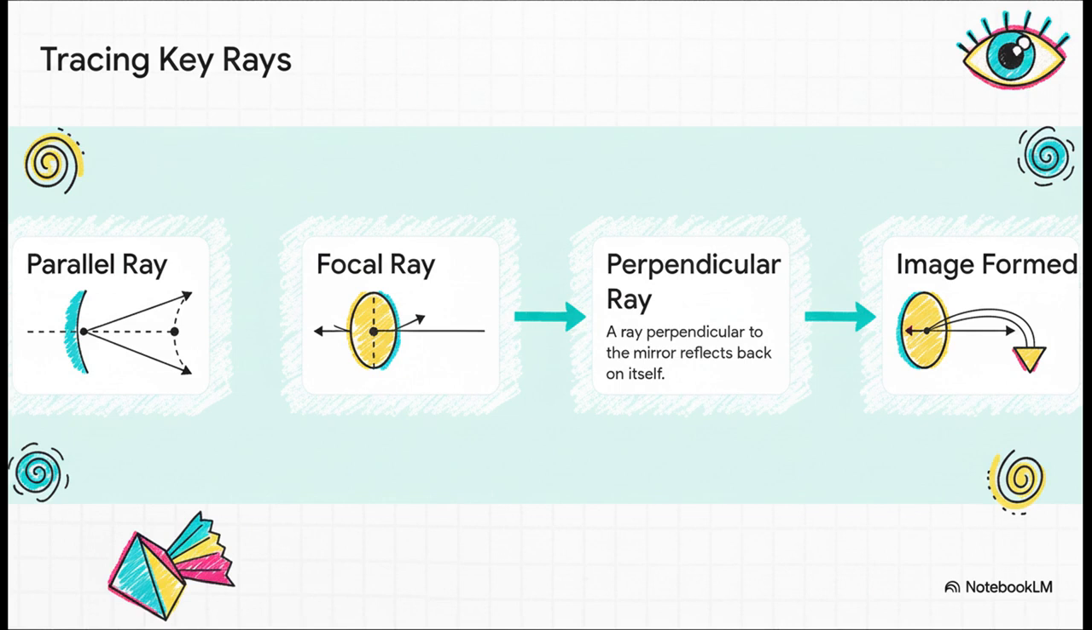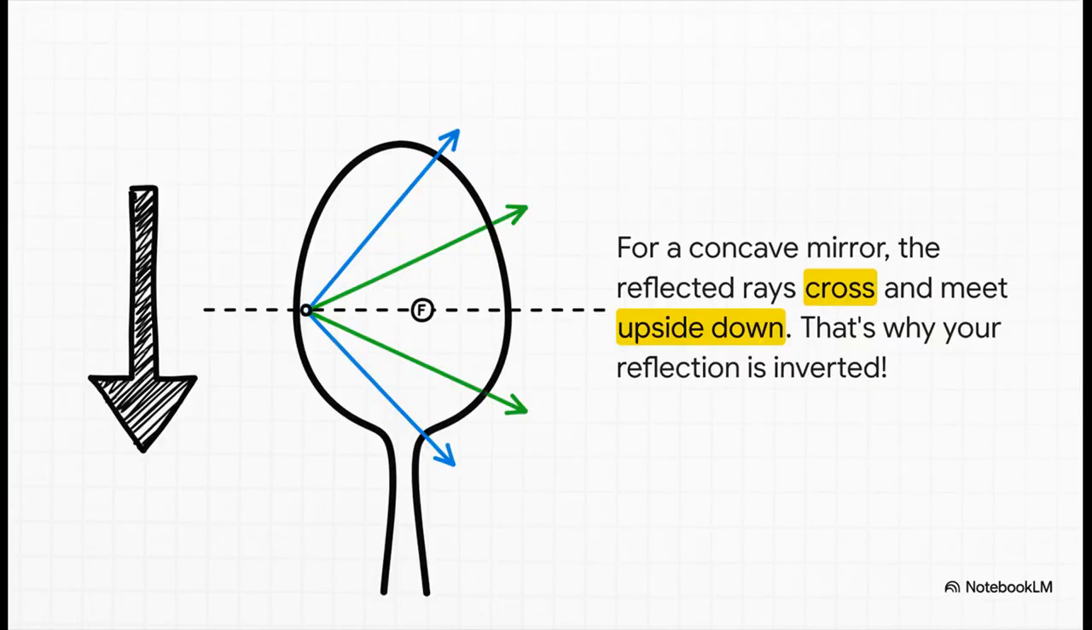First, a ray that comes in straight reflects and passes through a special spot called the focal point. Second, a ray that goes through that focal point first will hit the mirror and reflect back perfectly straight. And third, a ray that hits the mirror dead on just reflects straight back along its own path. And here it is, the aha moment. When you trace where those three bouncing rays actually cross, they don't meet behind the mirror like before. They meet in front of it.